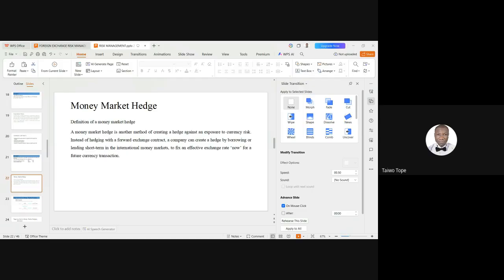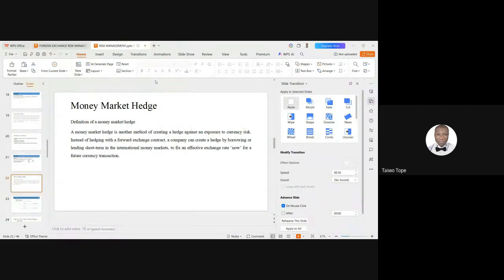So good morning, everybody. Once again, we are going to be looking at the topic money market hedge and forward market hedge. So money market hedge. The question is, we all know what hedge is all about. Hedging is a way of guarding against foreign exchange fluctuation when they are likely to occur in the market.